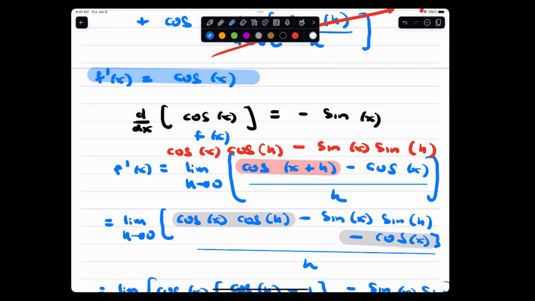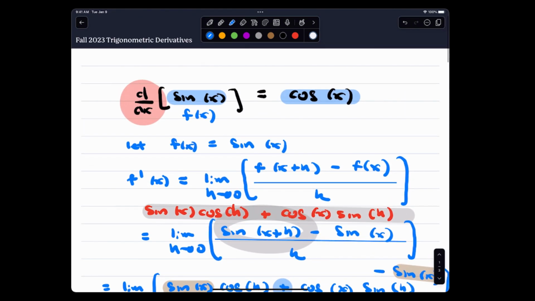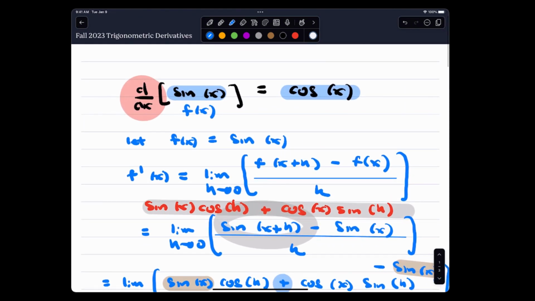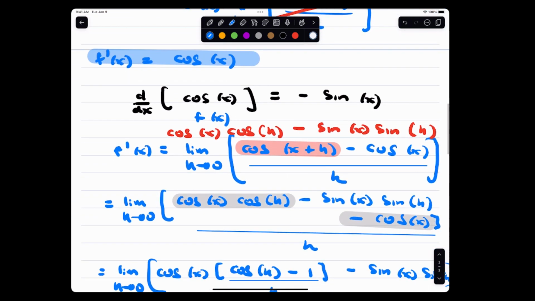Minus sine. The derivative of sine, however, is cosine. These are your proofs. So now this is written in stone, okay? So it's proven to you guys. Derivative of cosine is going to be minus sine.